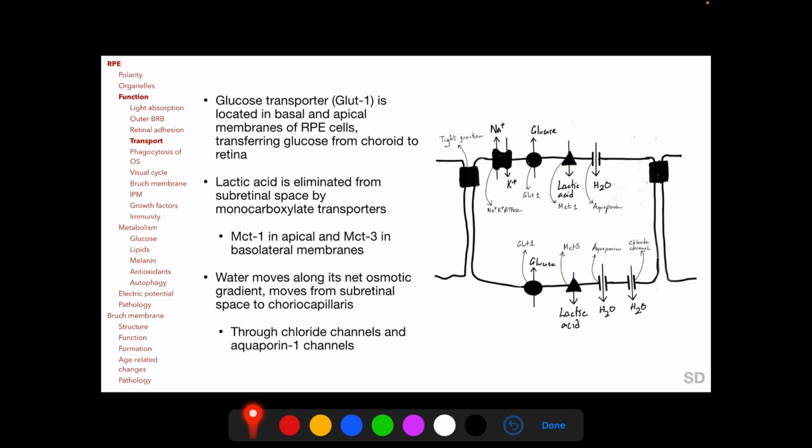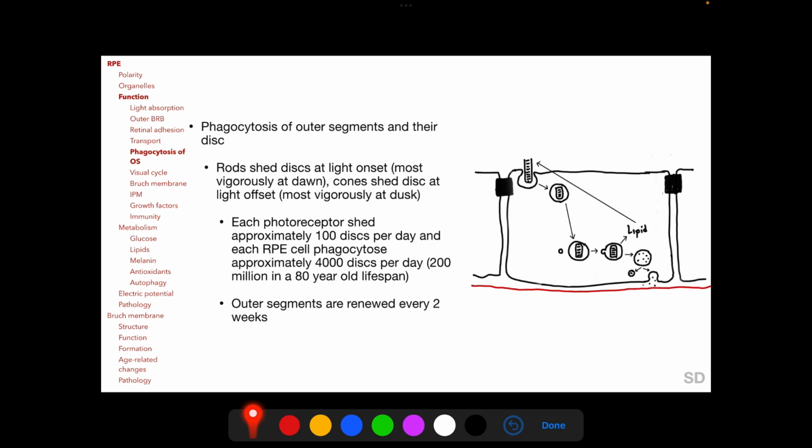Water moves along its net osmotic gradient, moving from the subretinal space towards the choroid through aquaporin and chloride channels. And as we have mentioned, this movement of water from the subretinal space towards the choroid is primarily responsible for retinal adhesion. The RPE cells also phagocytose the outer segments of the photoreceptors, including their membranous discs.